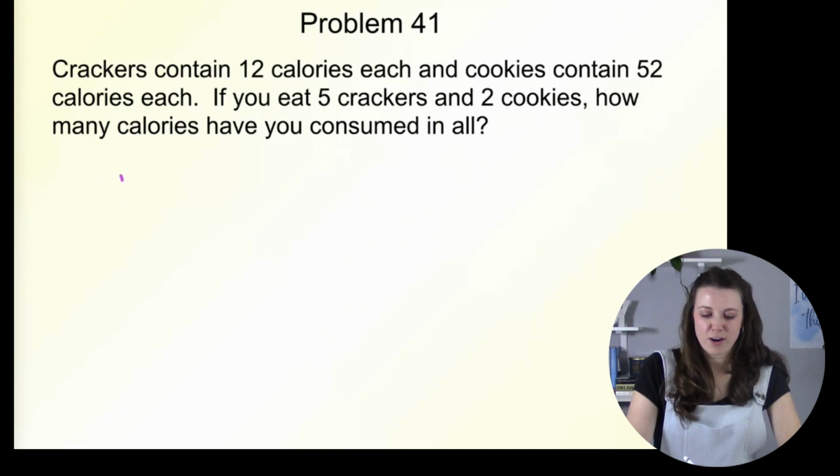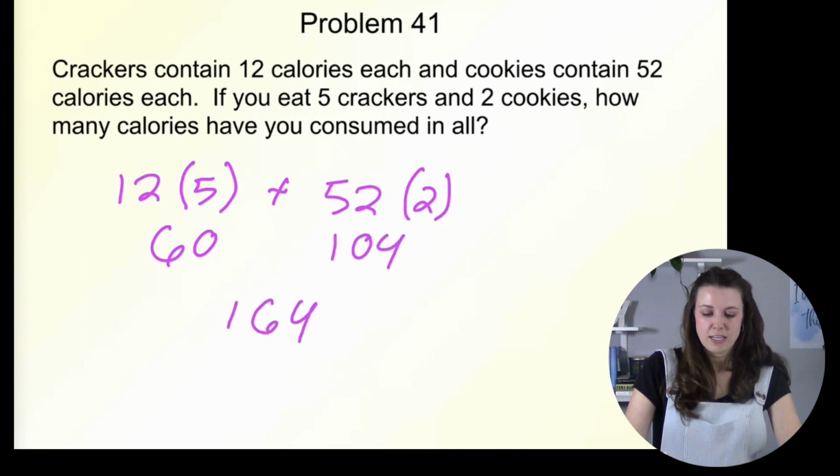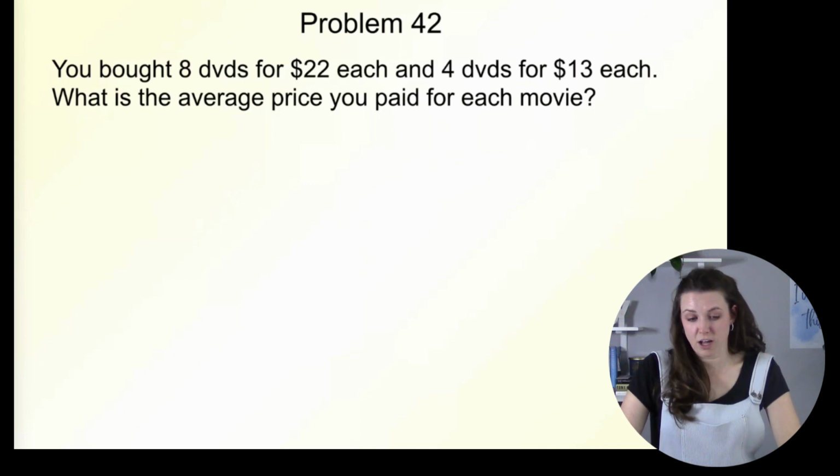All right, so we've got our crackers. 12 calories per cracker. We eat 5 crackers plus 52 calories for the cookies, and we eat 2 of those. So we have here 60 calories in crackers, 104 in cookies. So in total, we are consuming 164 calories.